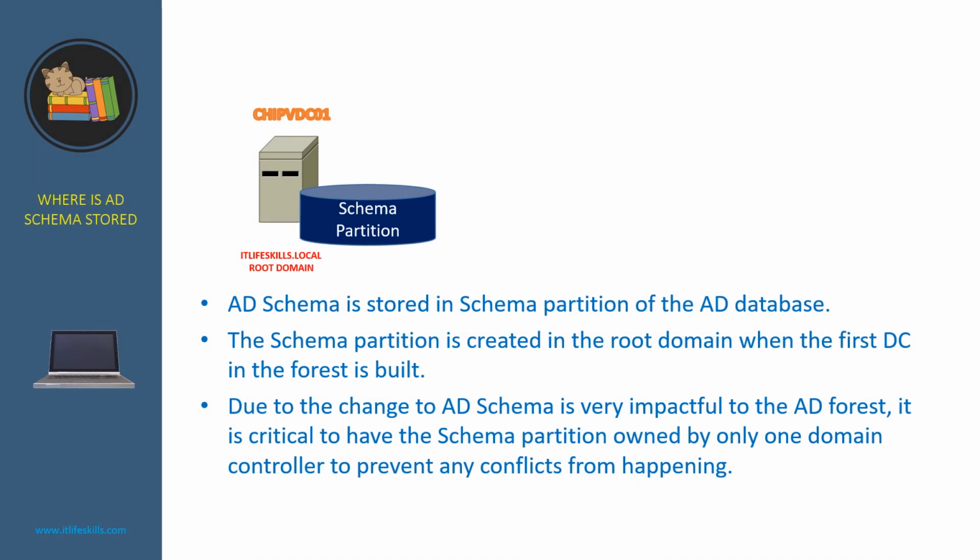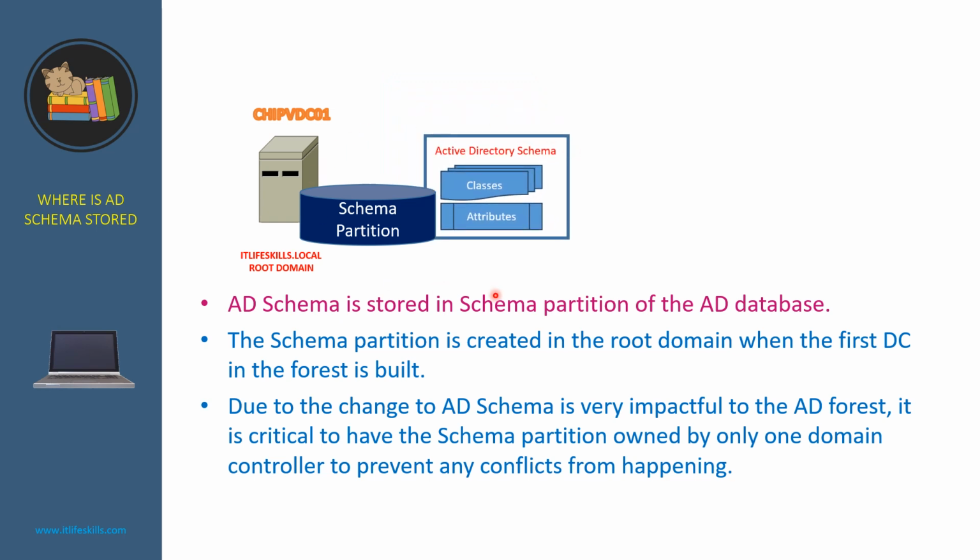So where is AD schema stored? AD schema is stored in the schema partition of the AD database. The schema partition is created in the root domain when the first DC in the forest is built. Due to the change to AD schema is very impactful to the AD forest, it is critical to have the schema partition owned by only one domain controller to prevent any conflicts from happening.